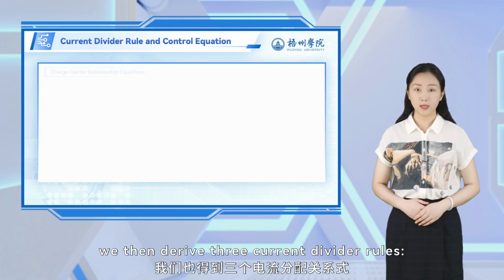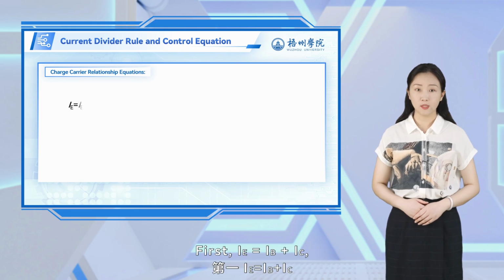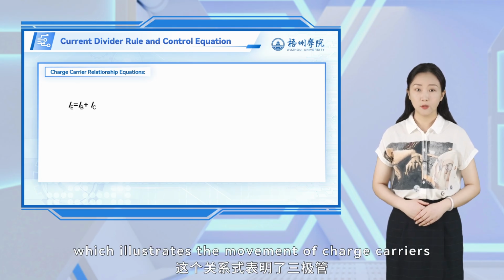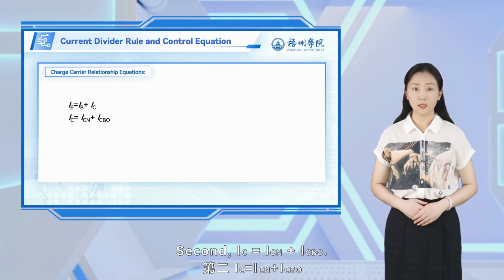From this, we then derive three current divider rules. First, IE equals IB plus IC, which illustrates the movement of charge carriers across the three bipolar junction transistor regions. Second, IC equals ICN plus ICBO.